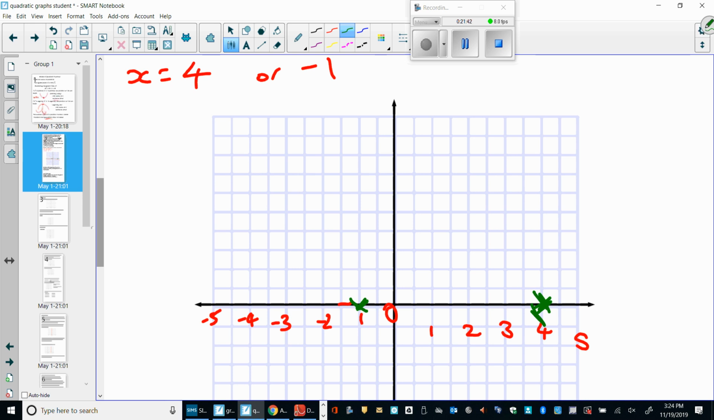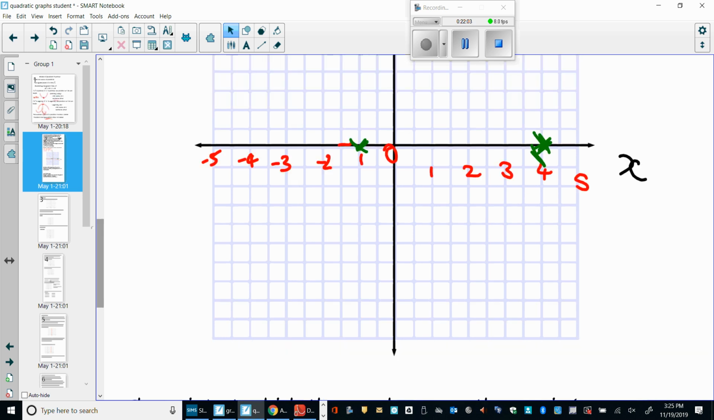Okay, so I'm going to cross my x-axis there. Okay, so I'm crossing my x-axis at those 2 points. Okay, I can't draw a parabola just from that information. So let's look at some more stuff that we can use.